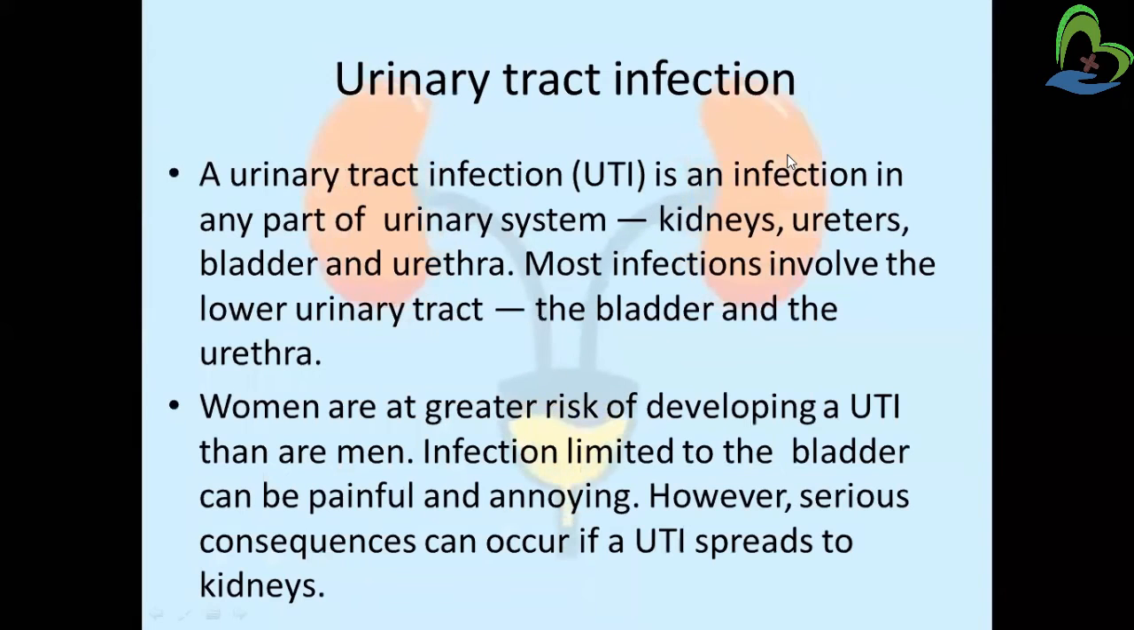So urinary tract infection is an infection in any part of the urinary system, like the kidney, ureter, bladder and the urethra. Any part of the urinary system can be affected, either the kidney, the ureter, the urethra or the bladder. Most infections involve the lower urinary tract, the bladder and the urethra.